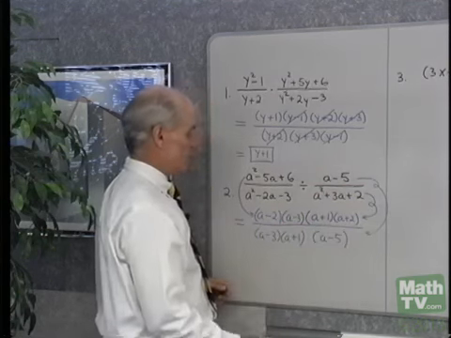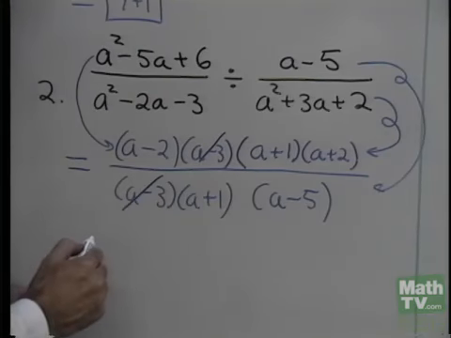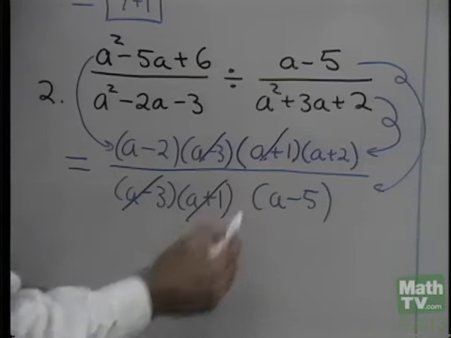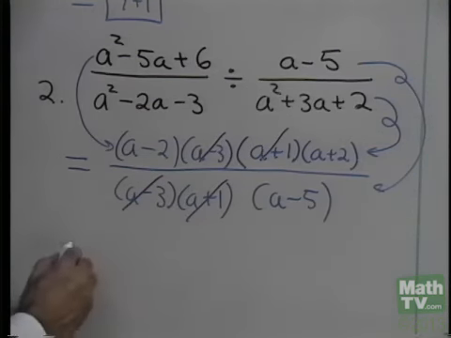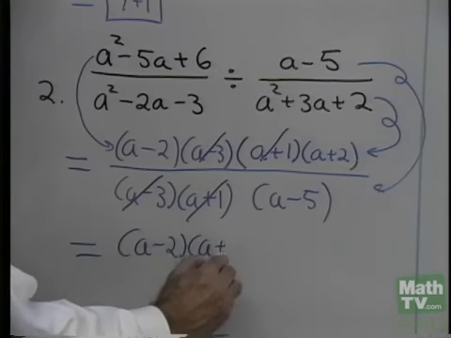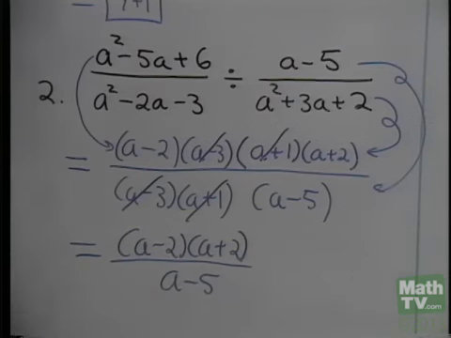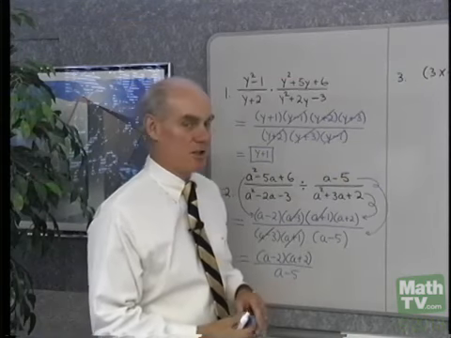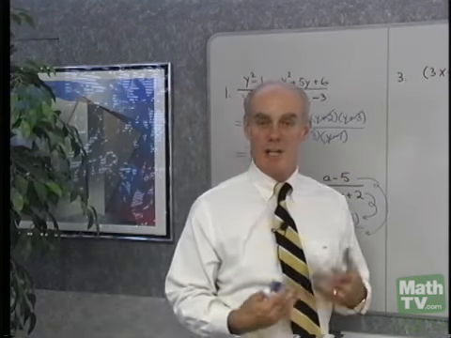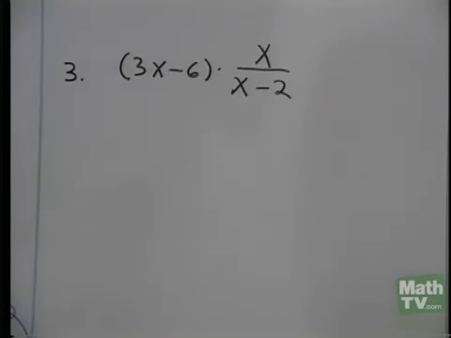Now all I have left to do is look for common factors and divide them out. A minus 3, those divide out. A plus 1, those divide out, and that looks like that's about it. So I end up with (a minus 2) times (a plus 2), all divided by a minus 5. So division with rational expressions, I simply multiply by the reciprocal, and then I do my factoring and reducing to lowest terms. Problem number 3, I want to multiply 3x minus 6 times x over x minus 2.